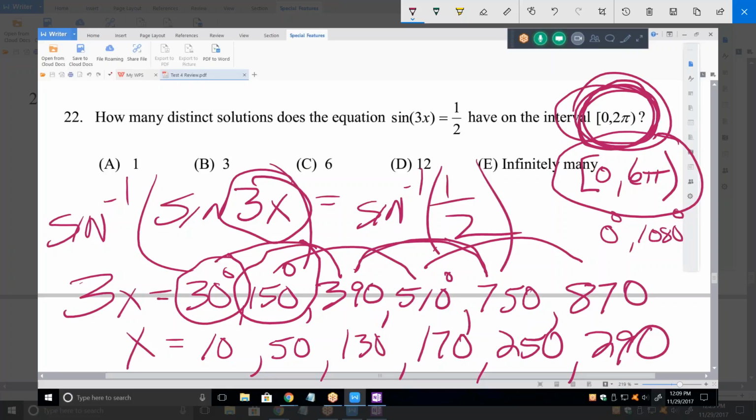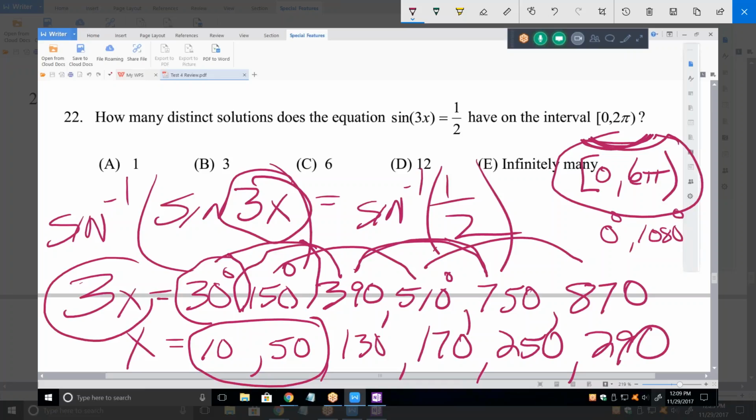But the real key to this problem is you have to expand the domain that they gave you. They gave you 0 to 2 pi. Notice that if we'd used 0 to 2 pi, we'd only come up with 2 answers. We'd have come up with that one and that one. To come up with the other 4 answers, you've got to recognize that the domain of 3x is 0 to 6 pi. Then you come up with all 6 of these answers, and when you divide each one of them by 3, you get 6 answers that are all inside that interval. So there are 6. That is the correct answer.